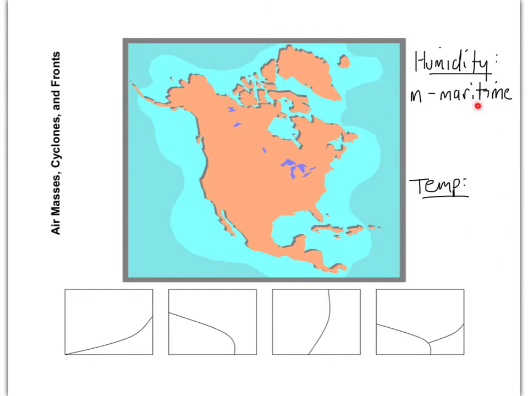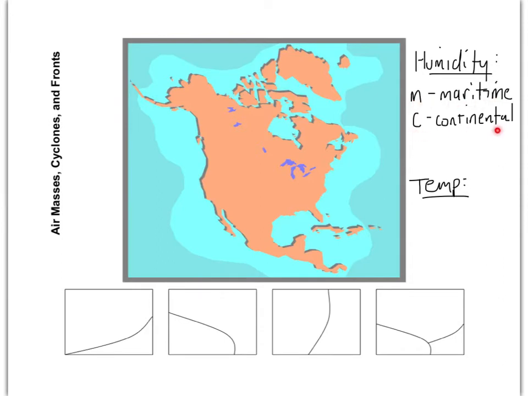Versus continental, C-O-N-T-I-N-E-N-T-A-L. And that is any air mass that originates over the continent is going to have the opposite in terms of humidity. That is, if it originates over the ocean, it's going to be very humid and full of water vapor. If it originates over a continent or comes from over a continent, it's most likely going to be pretty dry. So both of these terms right here are kind of opposites in terms of humidity.